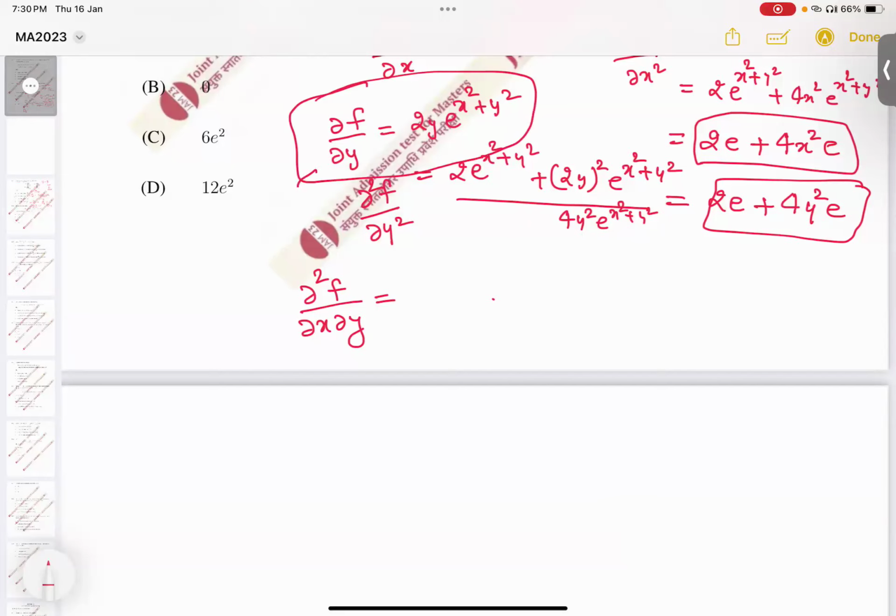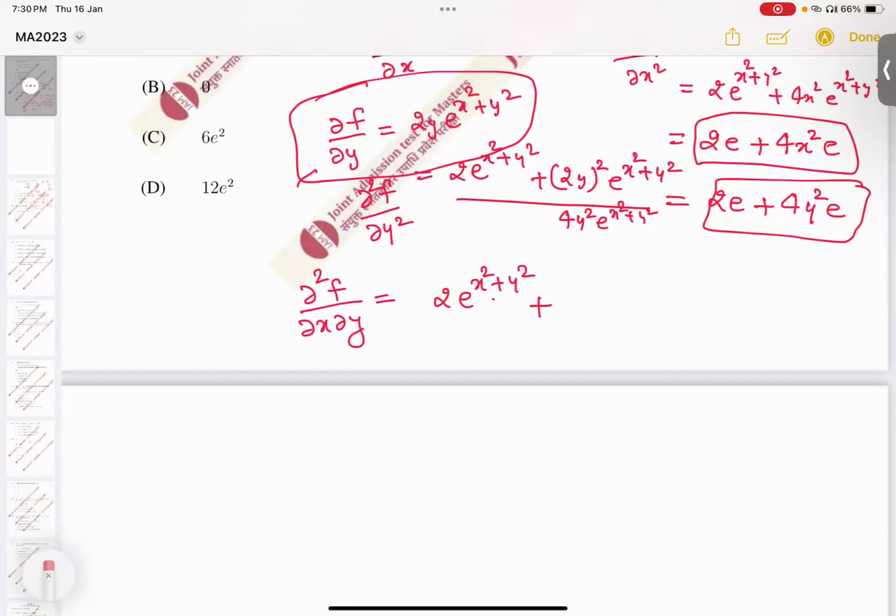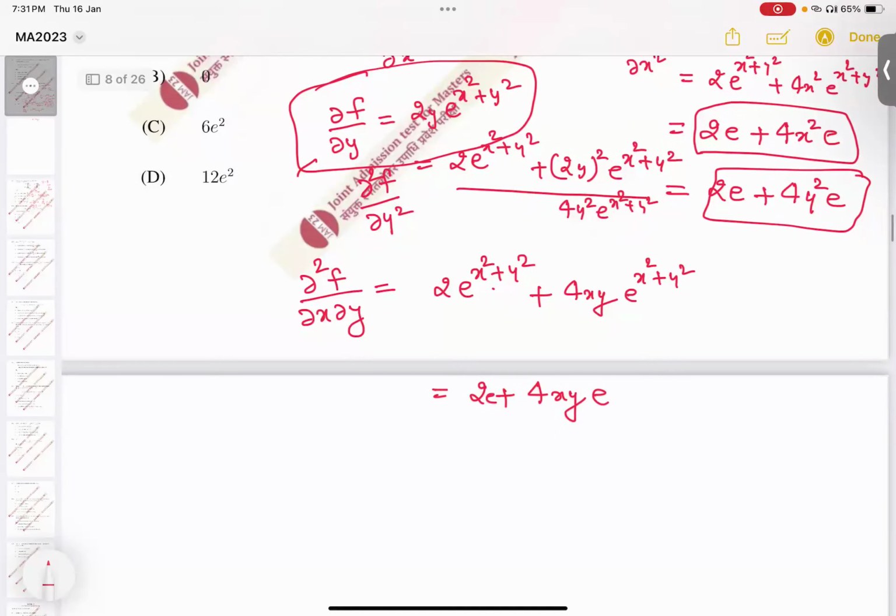Okay, use this part. So this will be equal to 2 e to the power x square plus y square, plus 2y square e to the power. Okay, so we are going with respect to x. Respect to x, so this will be 4xy e to the power x square plus y square, right? This will be 2 plus 4xy e, and e. Okay, now this is correct.